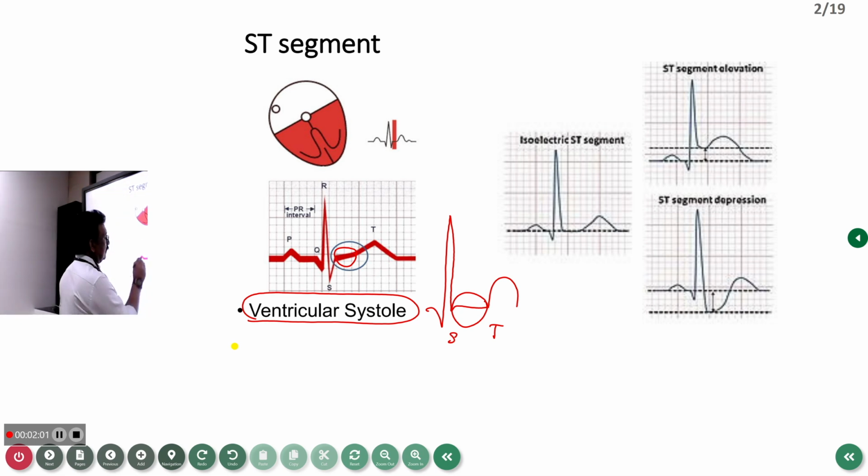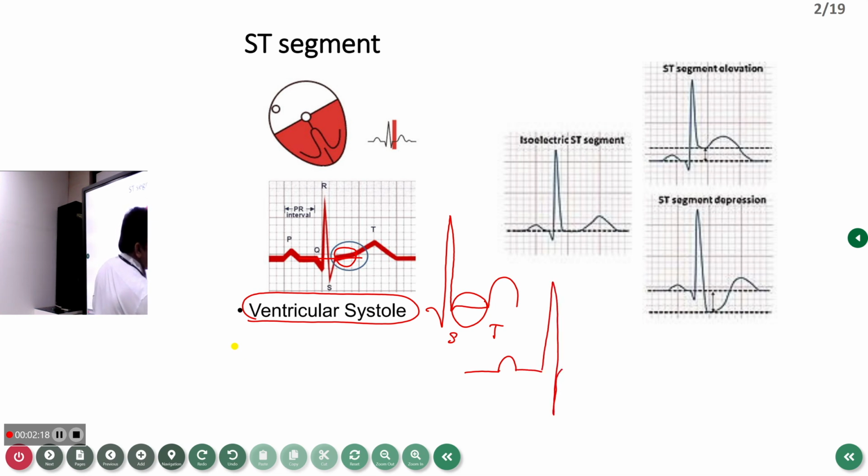Normally that is in line with the PR segment. So the PR segment is selected as the isoelectric line, and the ST segment should fall on that PR segment. You can see here the PR segment, QRS complex, then ST segment. All these things come on the same line. So that is important: the ST segment and PR segment come on the same line.